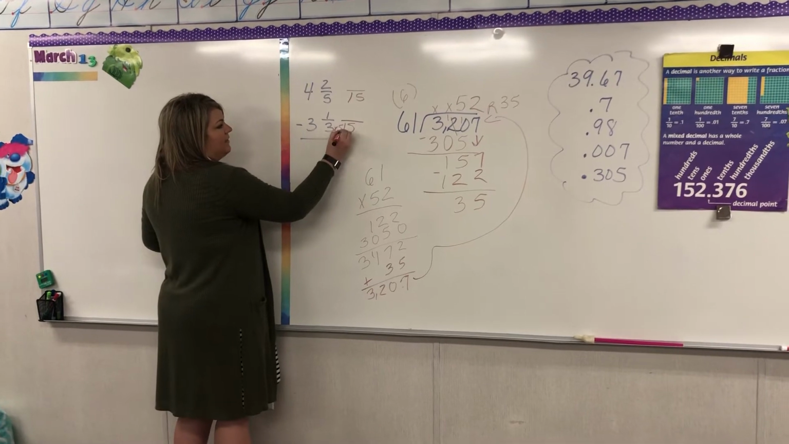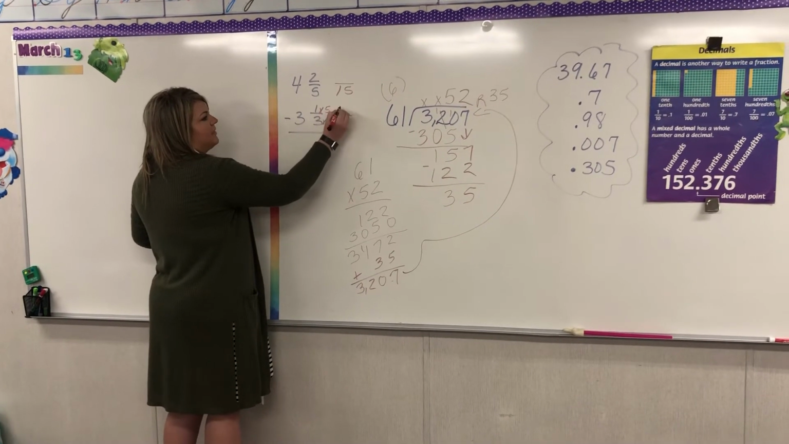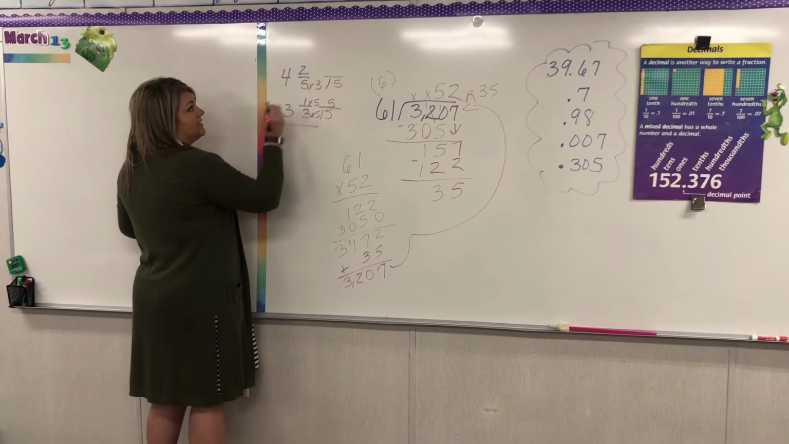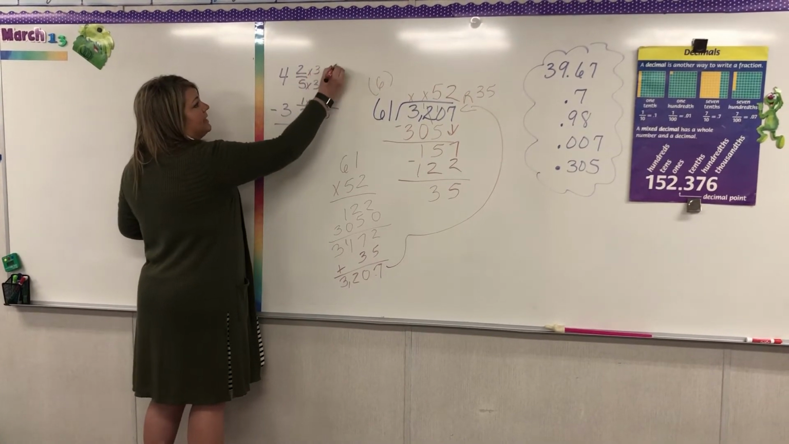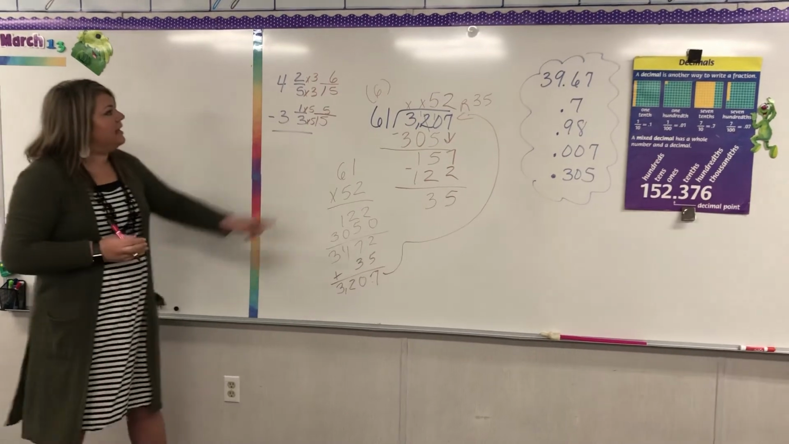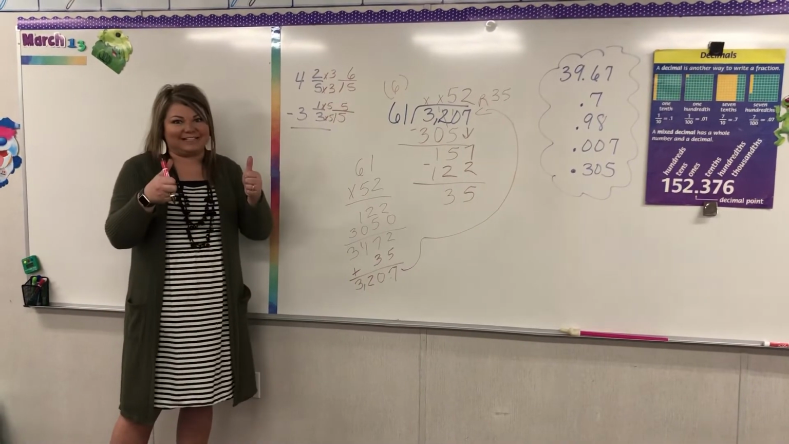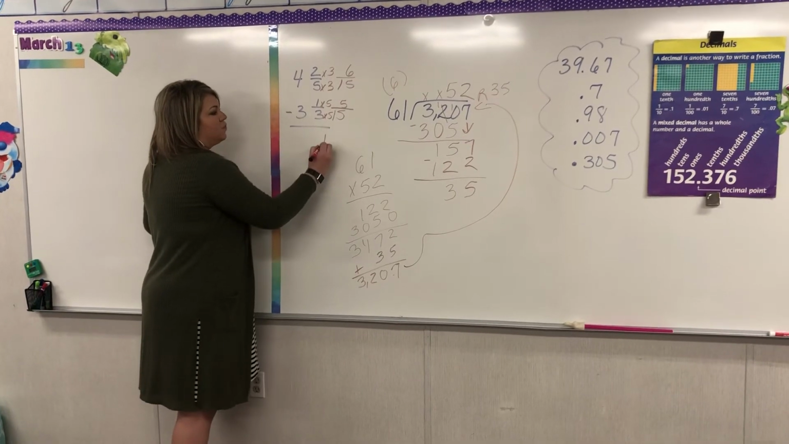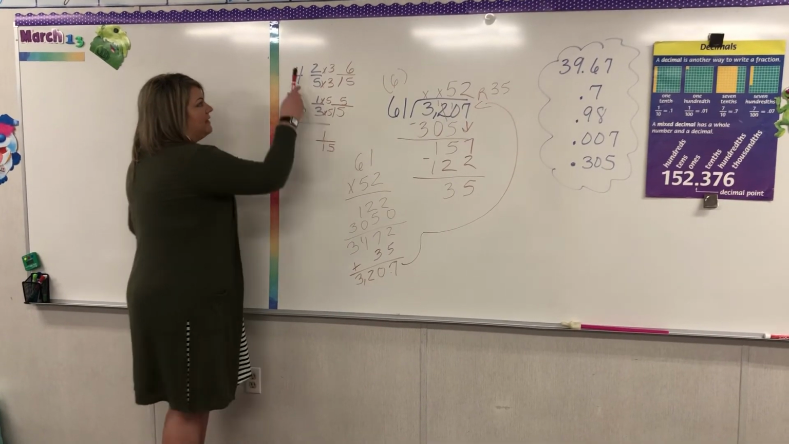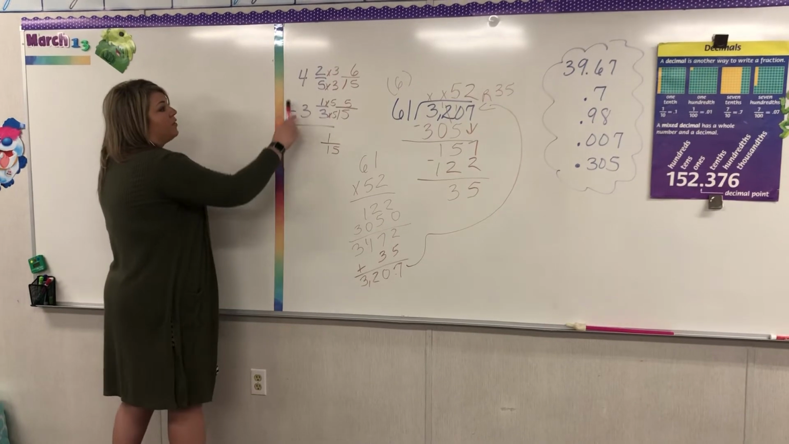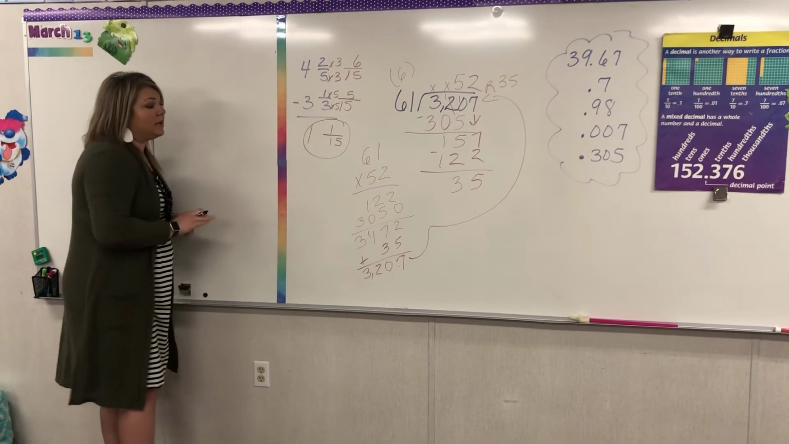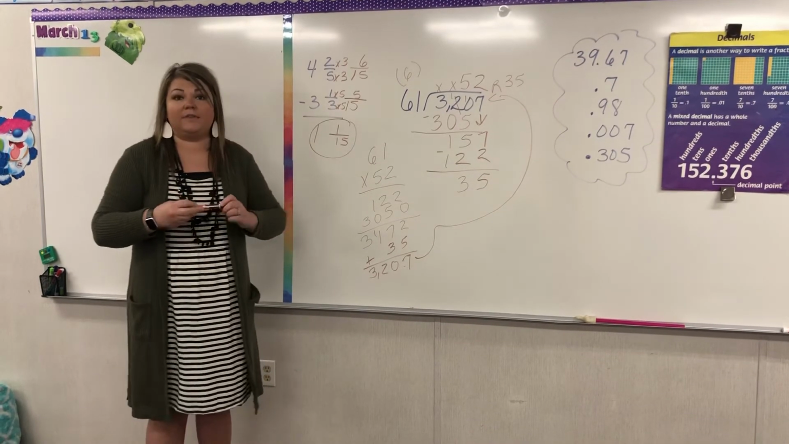3 times 5 equals 15, and 1 times 5 is 5. Now, 5 times 3 is 15, and 2 times 3 is 6. Now, is 6 larger than 5? Yes, it is. So now we can subtract. 6 minus 5 is 1 over 15, and then don't forget about those whole numbers. 4 minus 3 is 1. So our answer is 1 and 1 over 15.